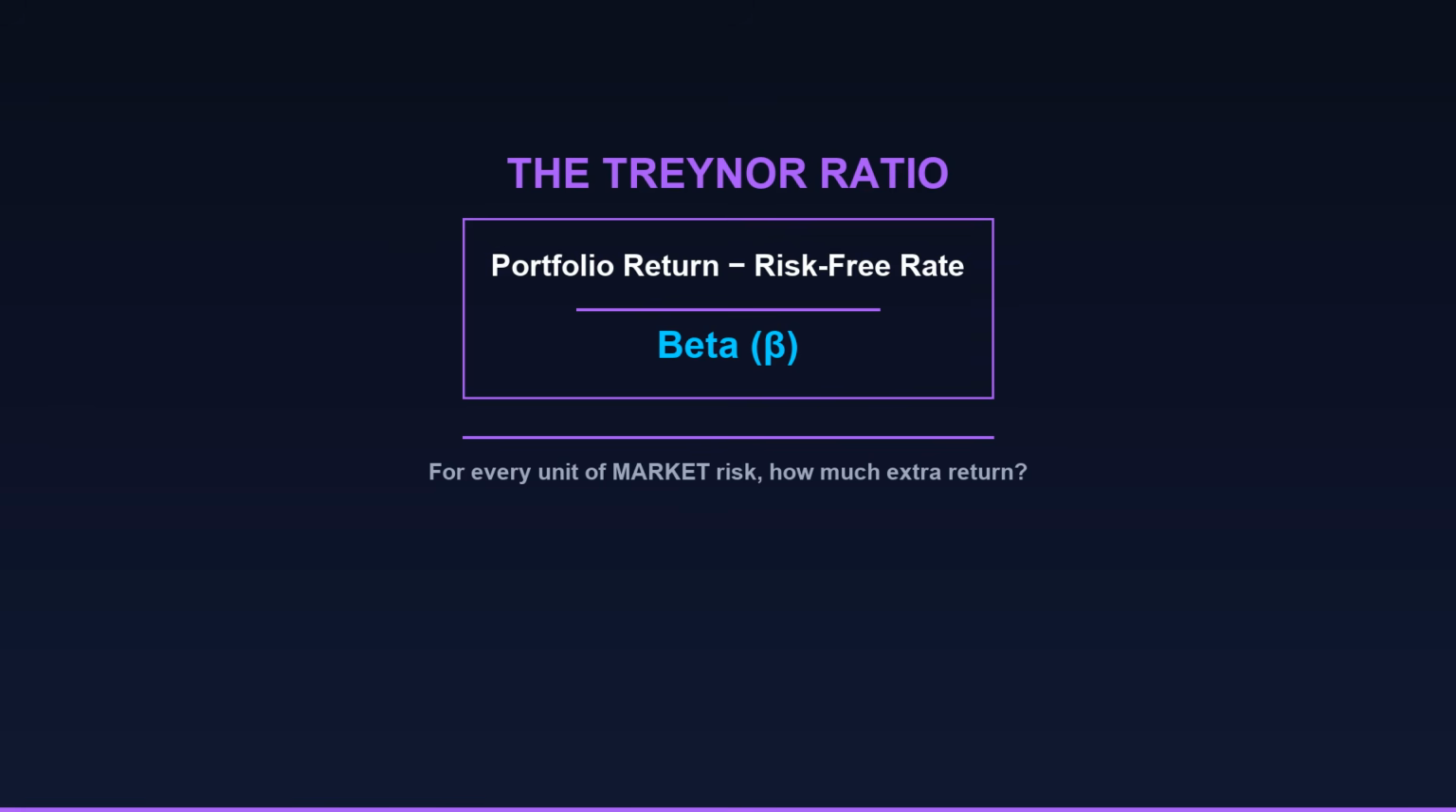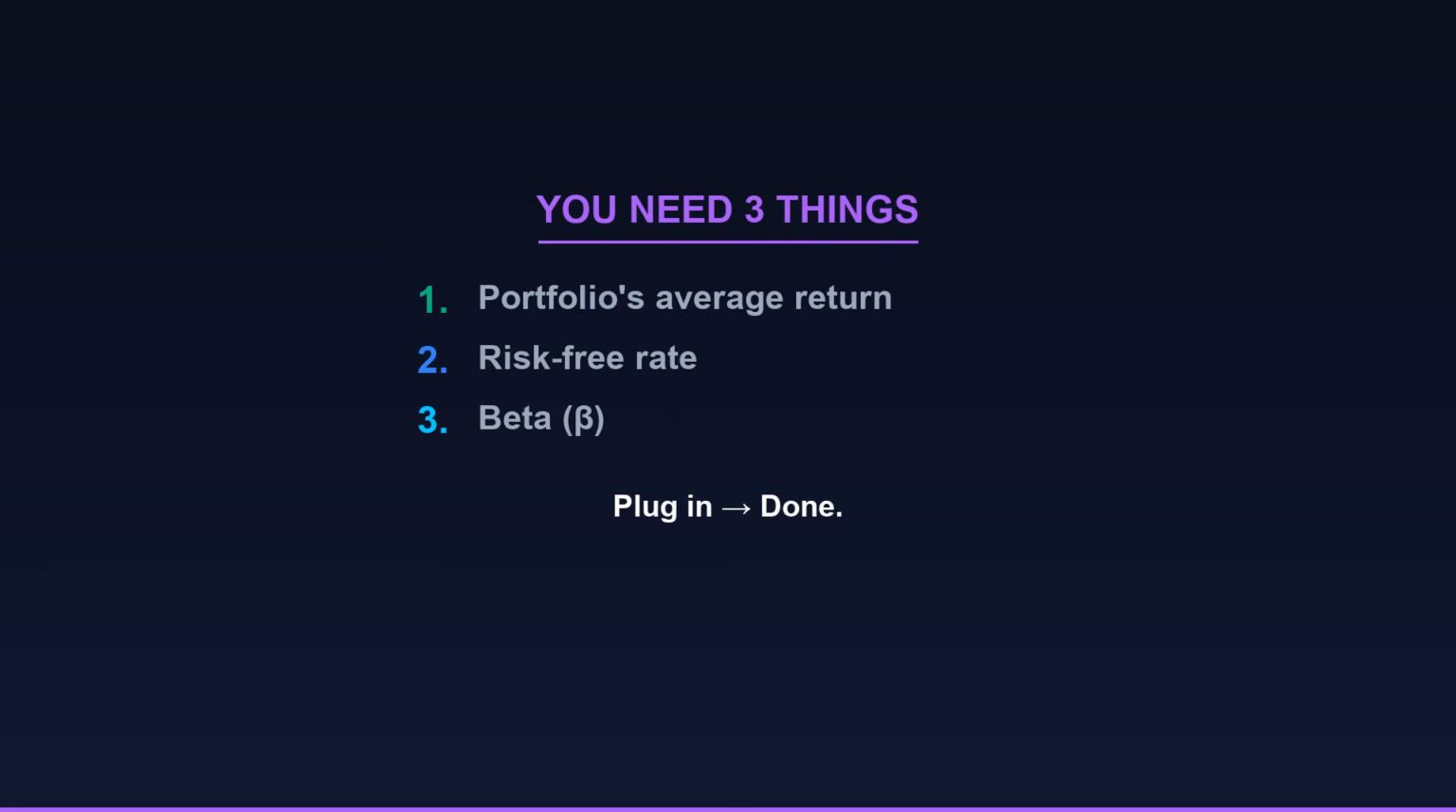All right, now that we've got a solid handle on beta, we can finally put all the pieces together and see how the Treynor ratio actually works. So how does it work? It's actually pretty simple. We take the portfolio's excess return, that's just the profit you made above what you'd get from a super safe investment, and we divide it by its beta. And the result tells you, for every single unit of market risk I decided to take on, how much extra return did I actually get for it?